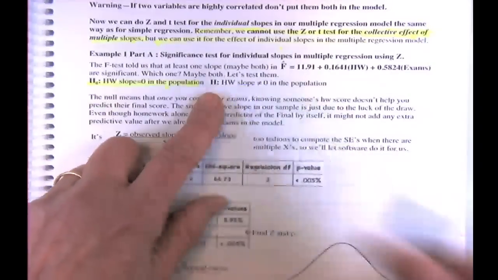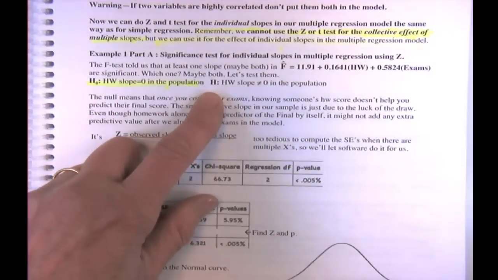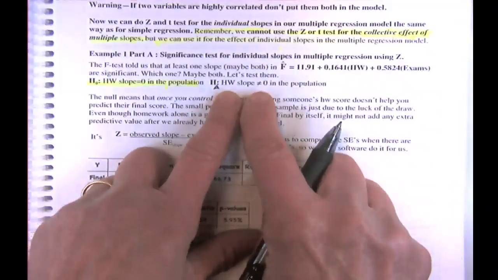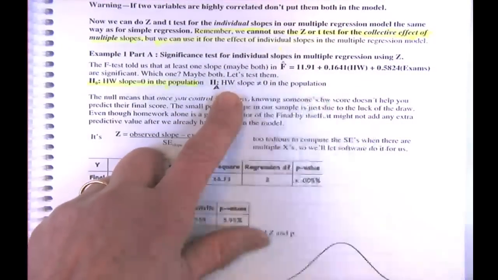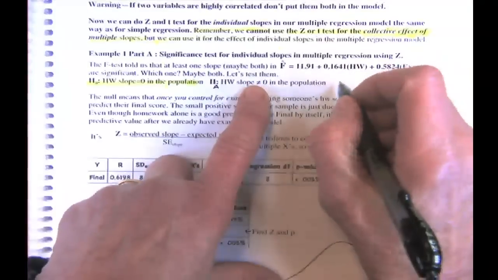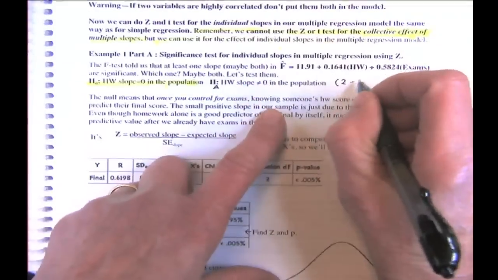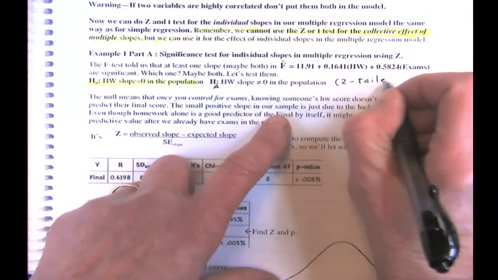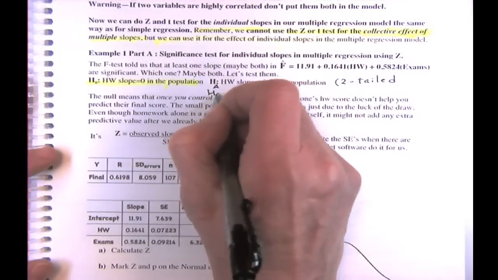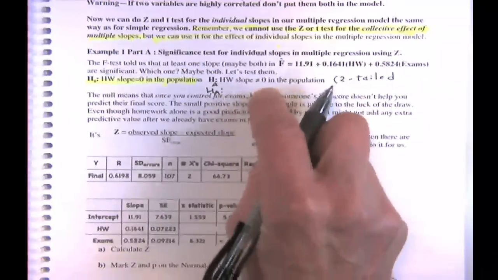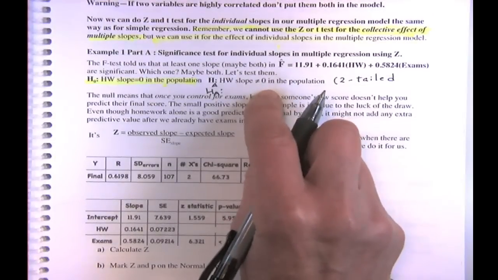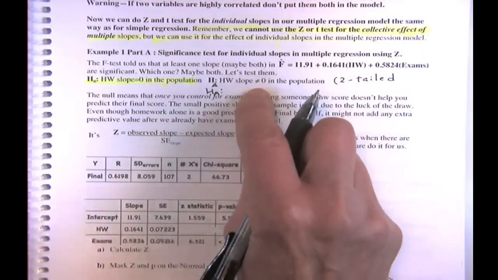And the alternative, H alternative, is the slope is not equal to 0 in our population. That's a two-sided, two-tailed alternative. We could do that, or we could do a directional alternative, because it's just one slope. So your alternative can be directional.